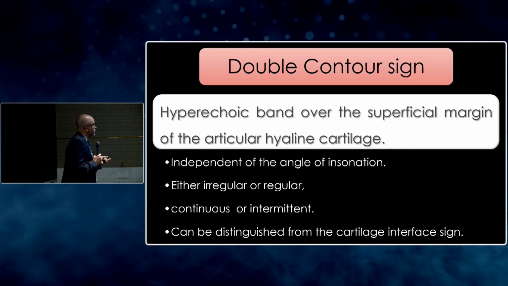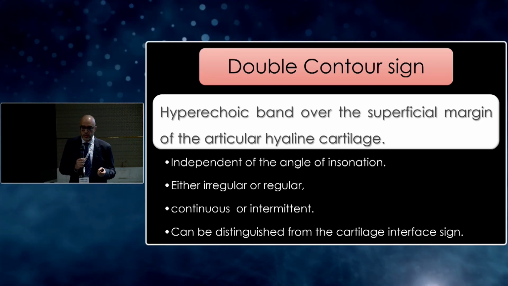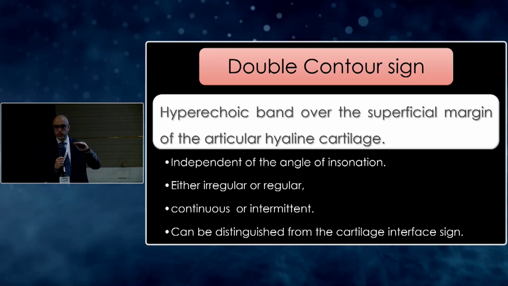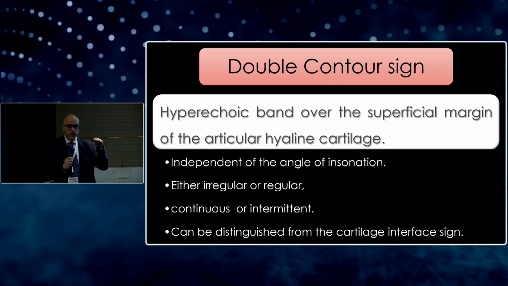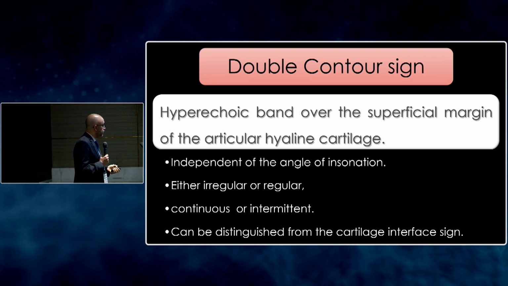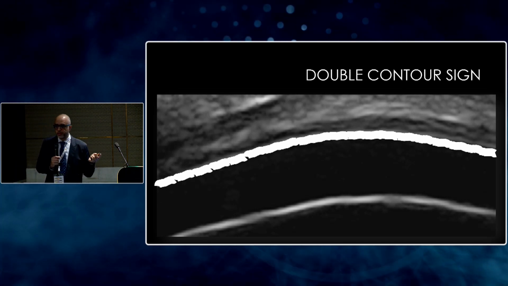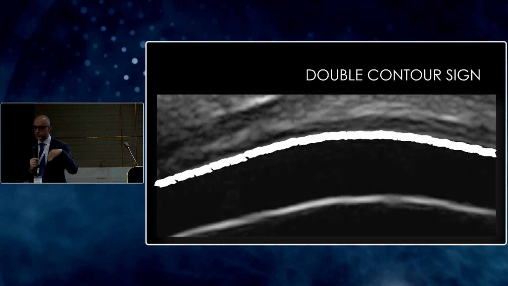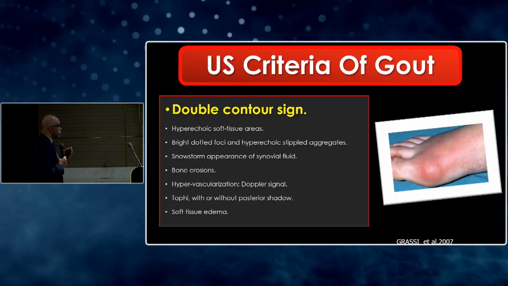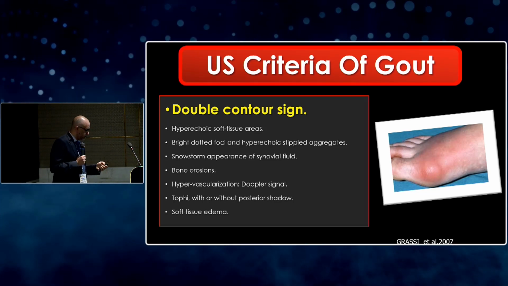Double contour sign is one of the OMERACT criteria for defining and diagnosing gouty arthritis or crystal arthritis, defined as the presence, independent of angle of insonation, of a hyperechoic signal over the surface of the hyaline cartilage, which could be partial or complete, regular or irregular based on the density of the crystal signs. Urate crystals cannot penetrate the depths of the hyaline cartilage, being repelled by the negative charge of the collagen fibers, and it was mentioned even as the first criterion by Walter Grassi in 2007 as part of the important criteria for gouty arthritis.